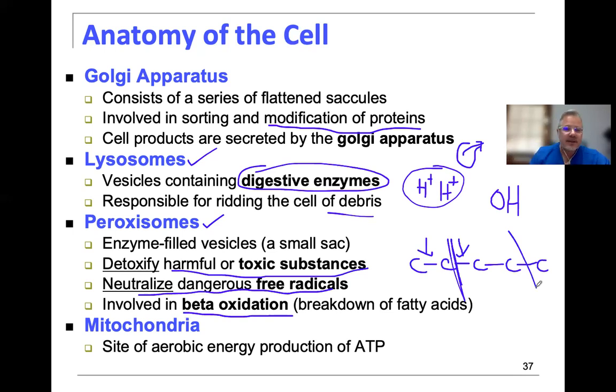That's beta oxidation. Okay, the mitochondria is the site of ATP production. Remember, the energy currency of the body is adenosine triphosphate, ATP. When you have adenosine and you phosphorylate it, that's adenosine monophosphate. When you phosphorylate it again, it's adenosine diphosphate. And when you phosphorylate it again, it's adenosine triphosphate.